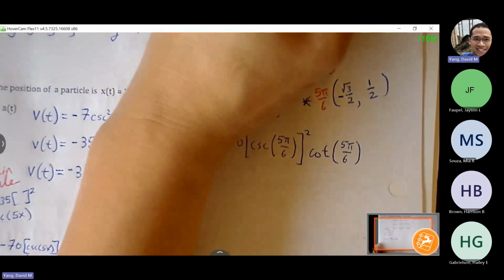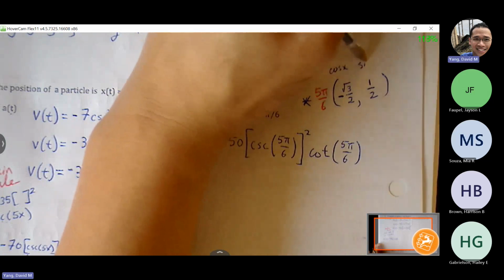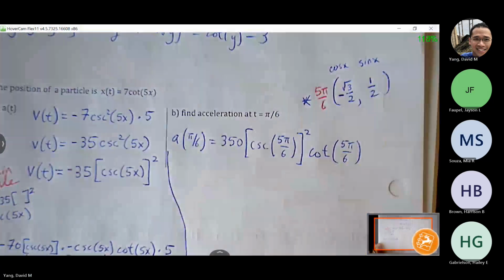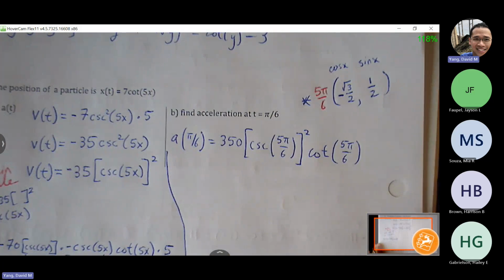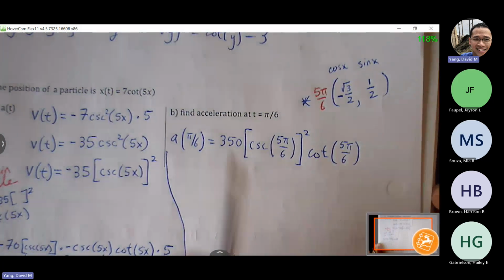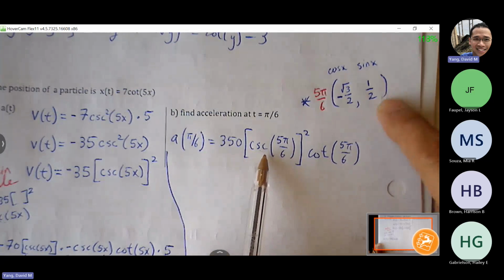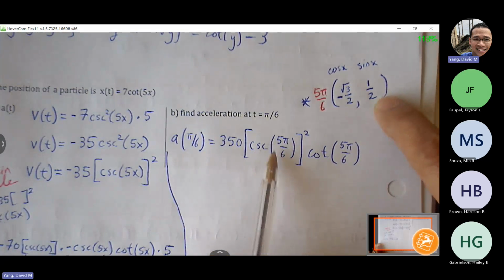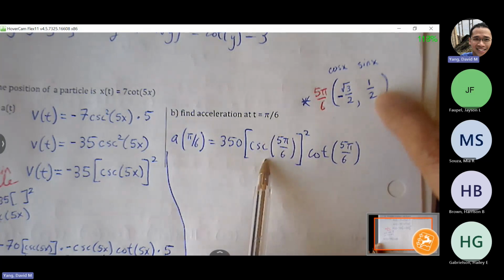Okay. You know that your x value is your cosine, your y value is your sine. So cosecant is related to sine. Cosecant is the reciprocal of sine. So we know sine of 5 pi over 6 is 1/2, so cosecant of 5 pi over 6 is going to be 2/1.